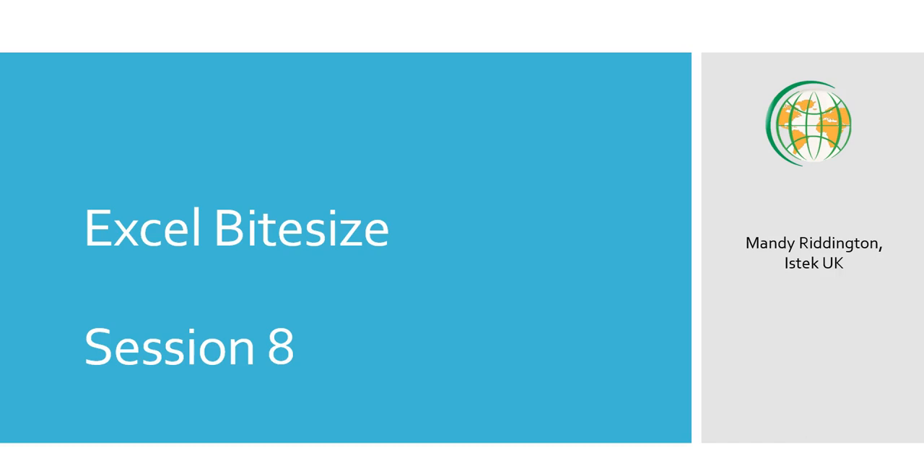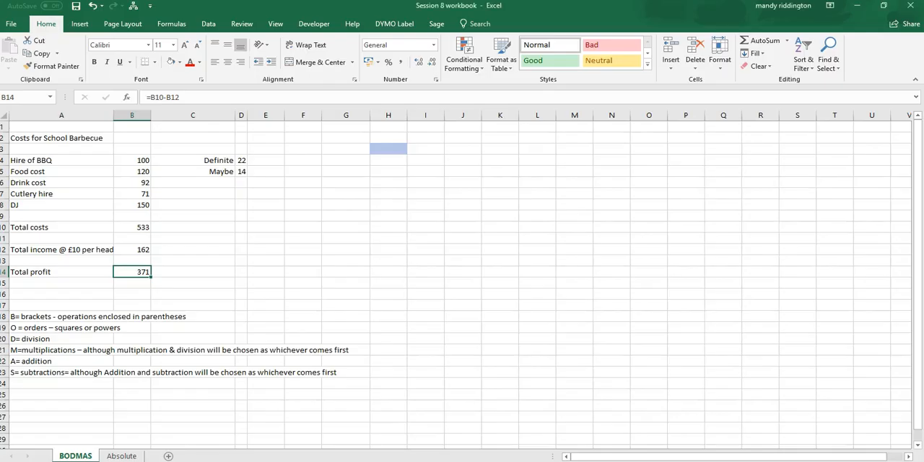Today we're looking at two quite interesting, certainly quite advanced topics: the order in which calculations occur, something known as BODMAS. We're also taking a look at absolute and relative cell references. So let's jump straight into our workbook as usual, slightly different one this week.